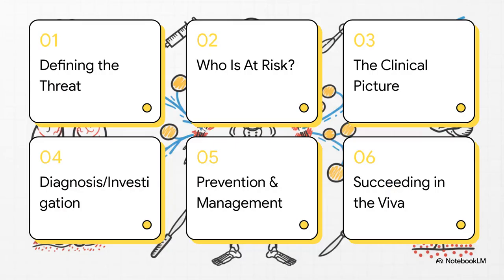So here's our game plan for today. First, we'll define what we're up against. Then we'll figure out who's most at risk. We'll cover the clinical picture, how to diagnose and investigate it, and of course, how to manage it. And we'll wrap up with some high-yield tips on how to nail this in the Viva. So let's get into it.